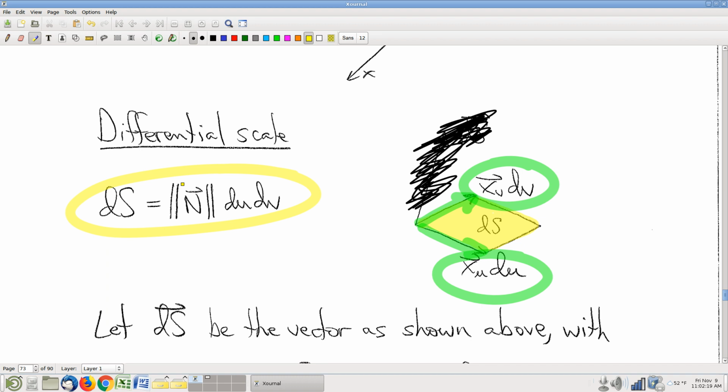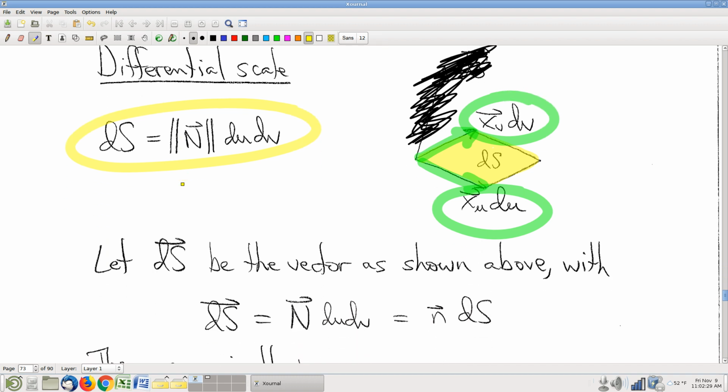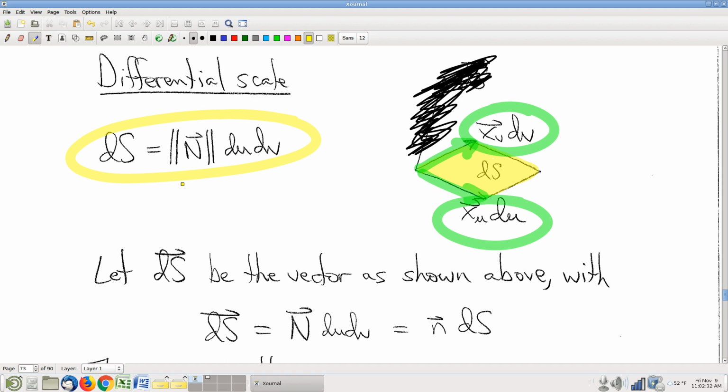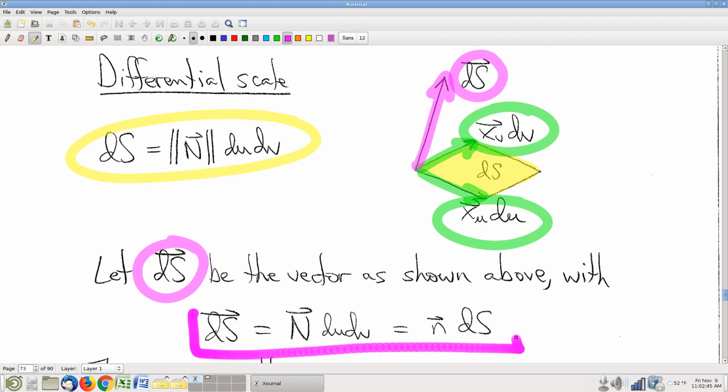With all of this set up, I'm going to introduce now one other, I think convenient, tool to make use of in this context. It's a new object on this differential scale picture. It's called the ds vector. It's this vector here that I was hiding. ds is defined by, take your pick, either one of these things. It is capital N du dv, or it's little n times ds, and I need to first persuade you that these are in fact the same thing.